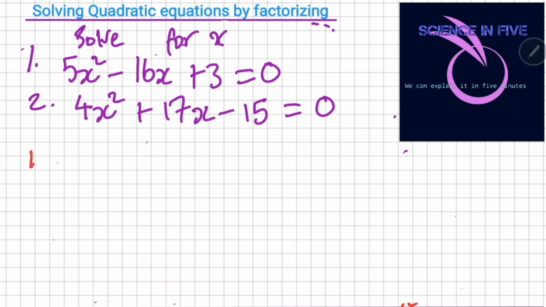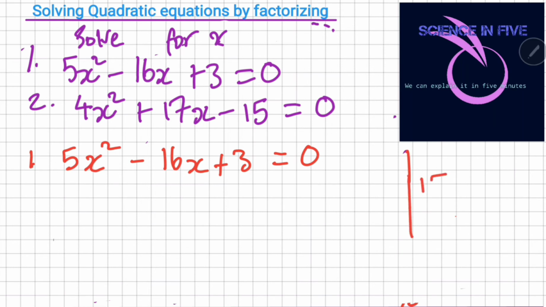So number 1, let's multiply the first and the last term. We get 15. Okay, the 2 factors of 15 that will give us 16 are 15 and 1.